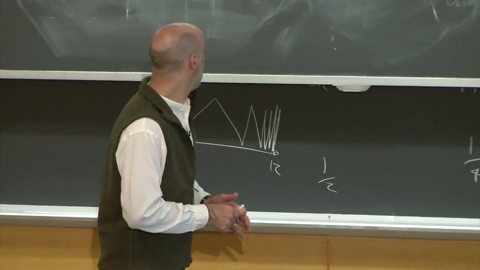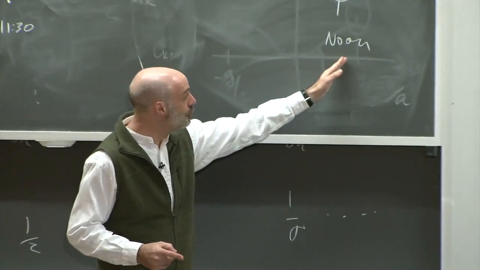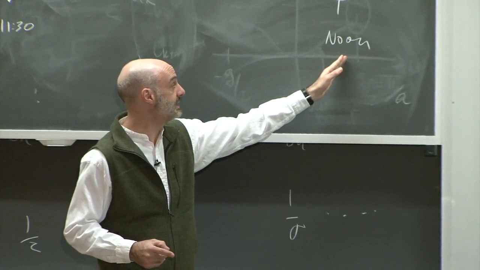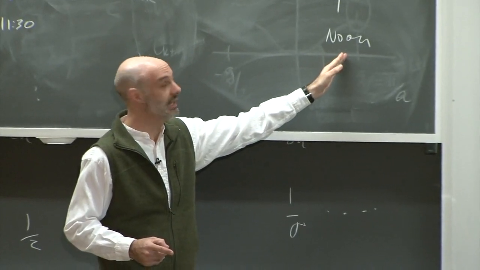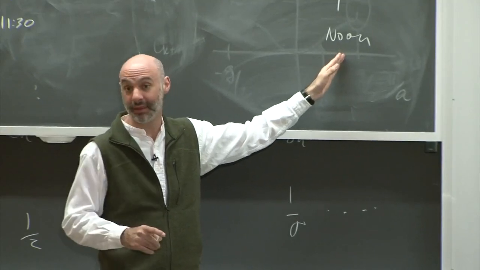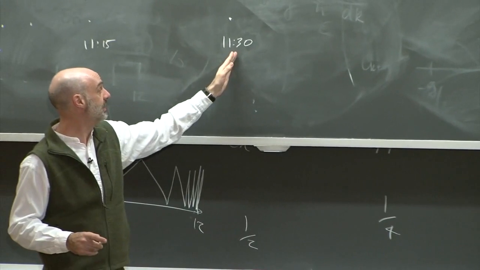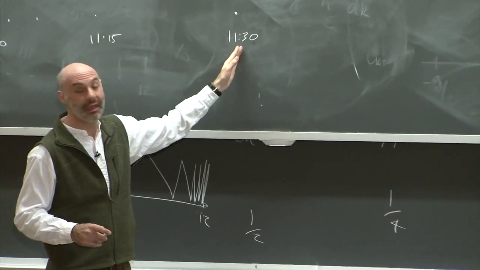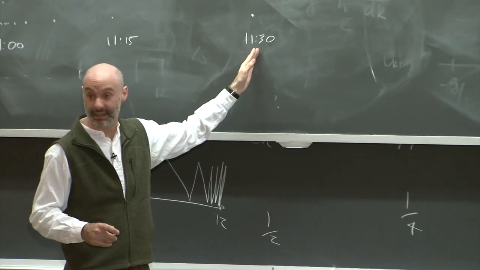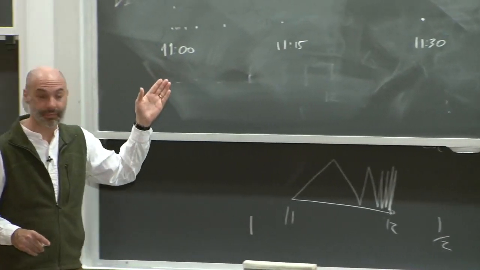And then our noon person has set their bomb so that it goes off at noon. It just has a tamper-proof timer. And that person sets the timer for 11:30. And again, the timer is tamper-proof, and so forth.